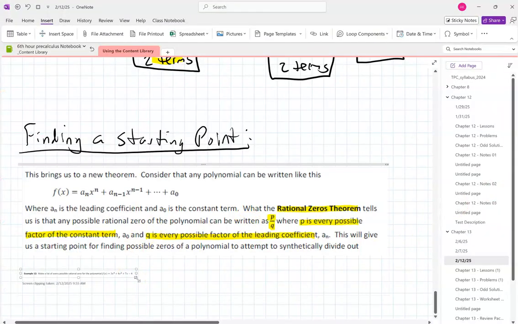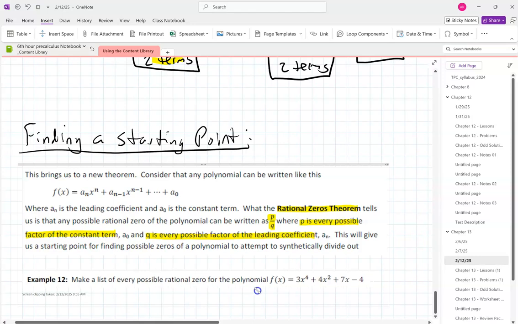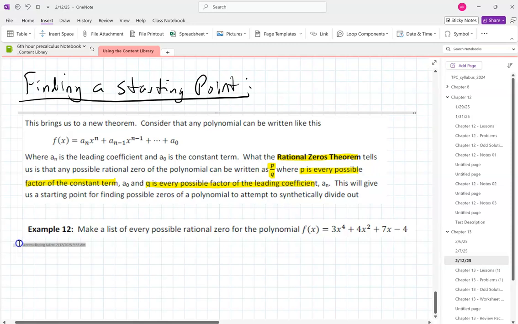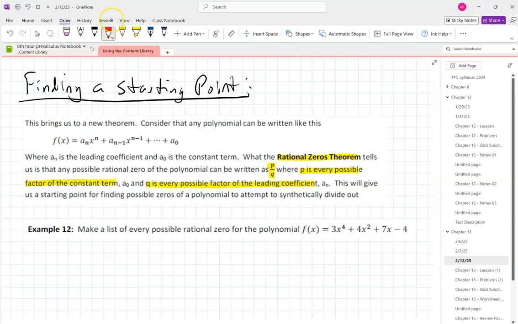There was some other stuff that I'll show you that would allow us to get more than one thing checked at a time, but we'll be able to do even better than that given the technology available to us. So it says, make a list of every possible rational zero for the polynomial f of x equals yada, yada, yada. I'm going to start with my constant term, which is -4, and my leading coefficient, which is 3.